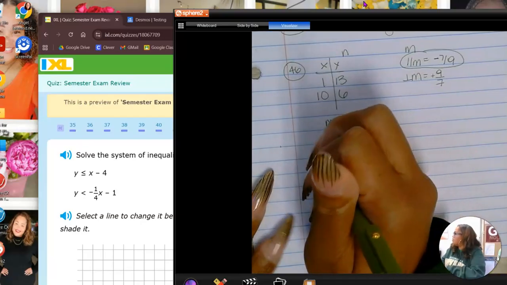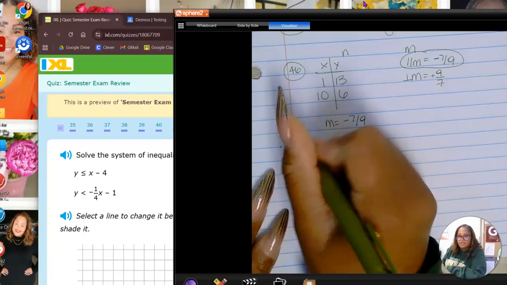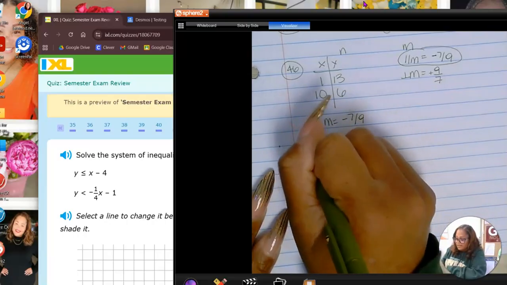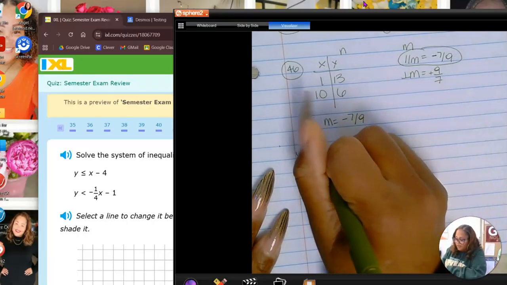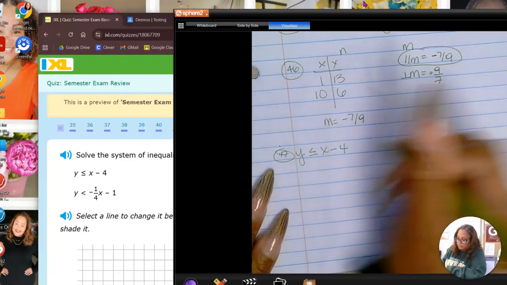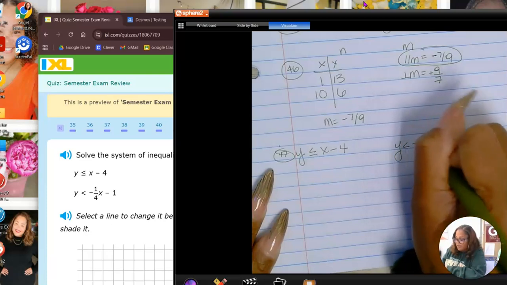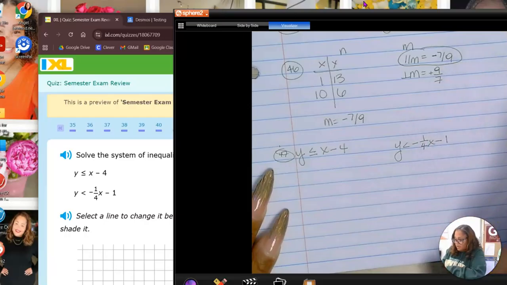You have to look at the answers and then turn those in, type them in. Y is less than or equal to x minus 4. And y is less than -1/4 x minus 1.